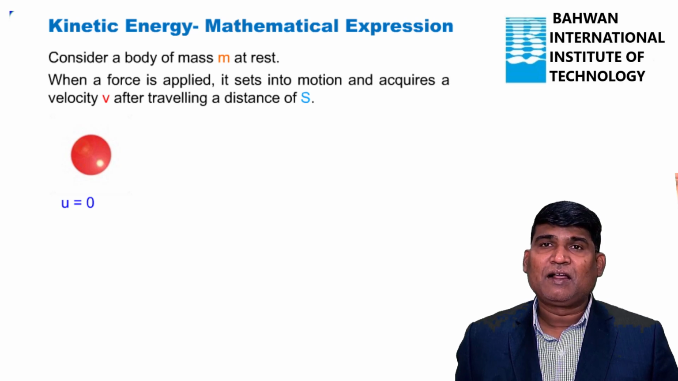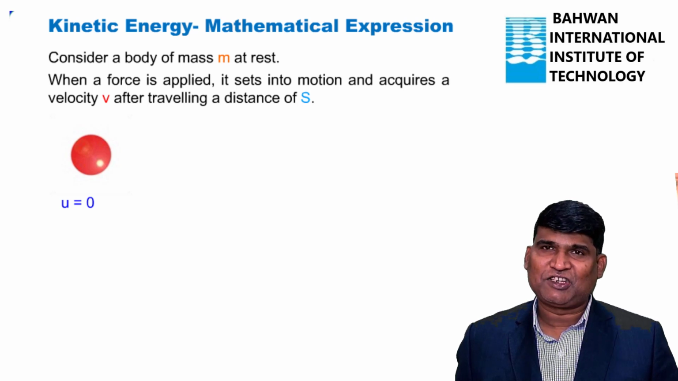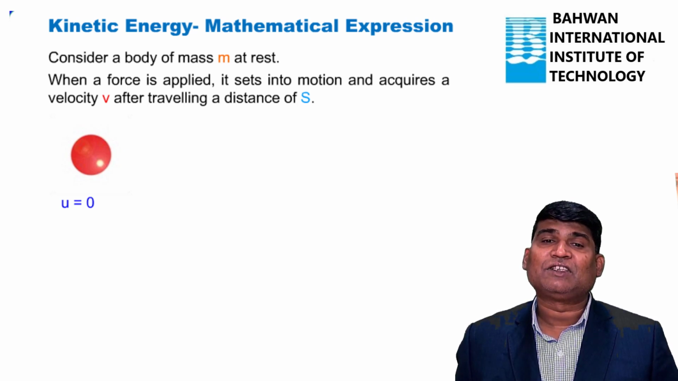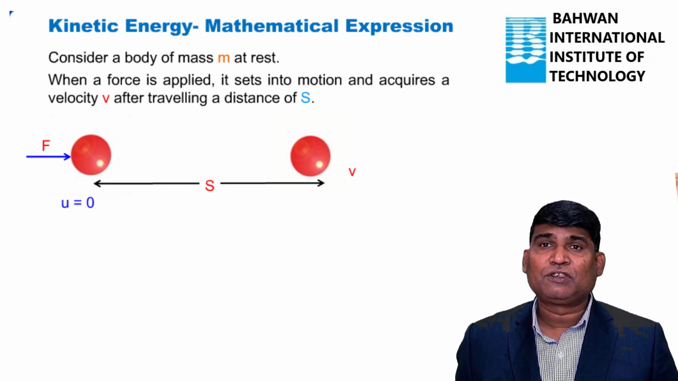Now on that body, let us assume that we applied a certain amount of force. When we apply force, definitely that body moves, that body gets displacement, that body gets velocity. Let us assume after applying force, it traveled s distance in the direction of force and got final velocity v. So like this, when I apply F amount of force on the body, after s displacement in the direction of force, it got final velocity v. Before applying force it was at rest, but now it has some velocity.